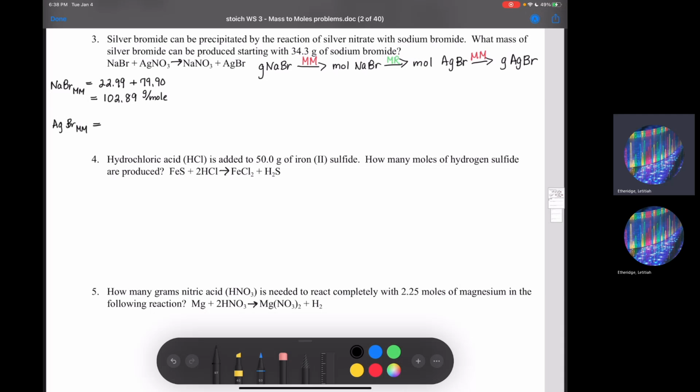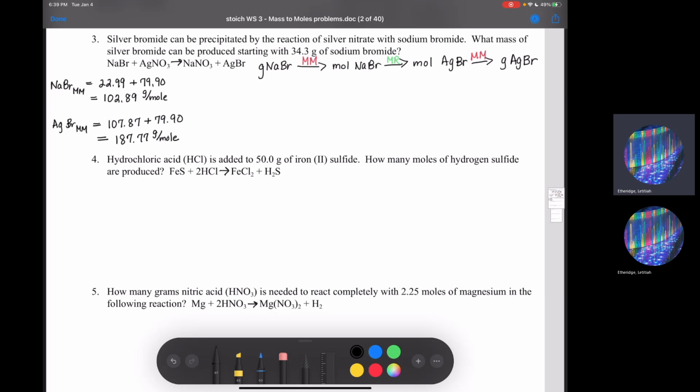Okay, let's do the same with silver bromide. Silver on the periodic table is 107.87 plus bromine, which is still 79.90 no matter who it's with. So 107.87 plus 79.90, we end up with 187.77 grams per mole. And that is the molar mass for silver bromide. Okay, so you need to make sure that you build your map so that you can have all the numbers that you need to solve these problems.